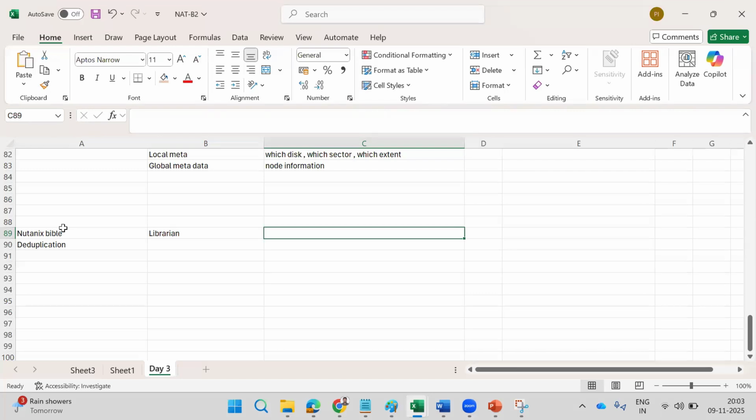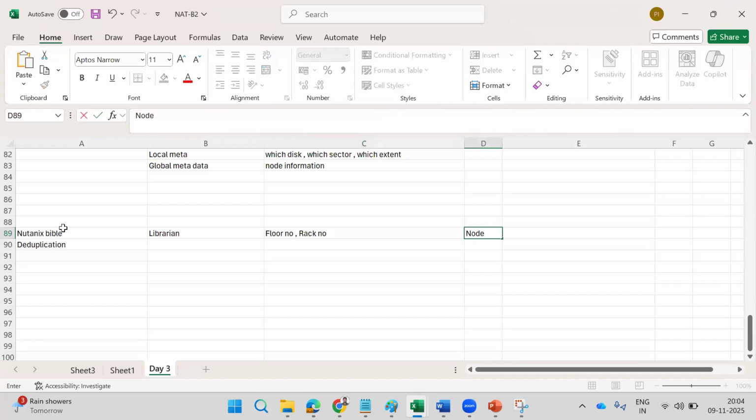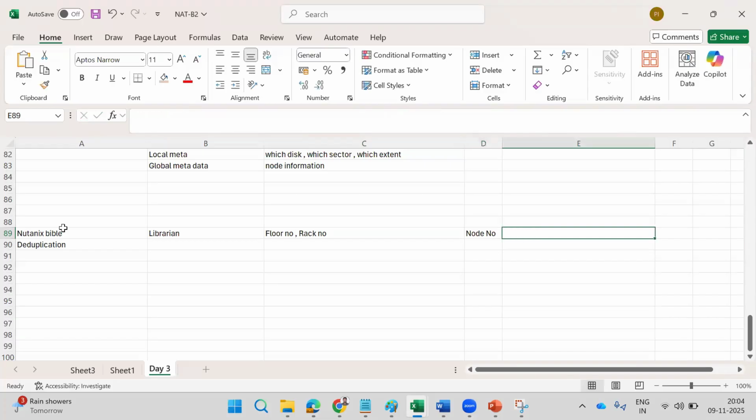Go to the floor number, and the rack number he gives. Correct? This is like the node number in Nutanix.